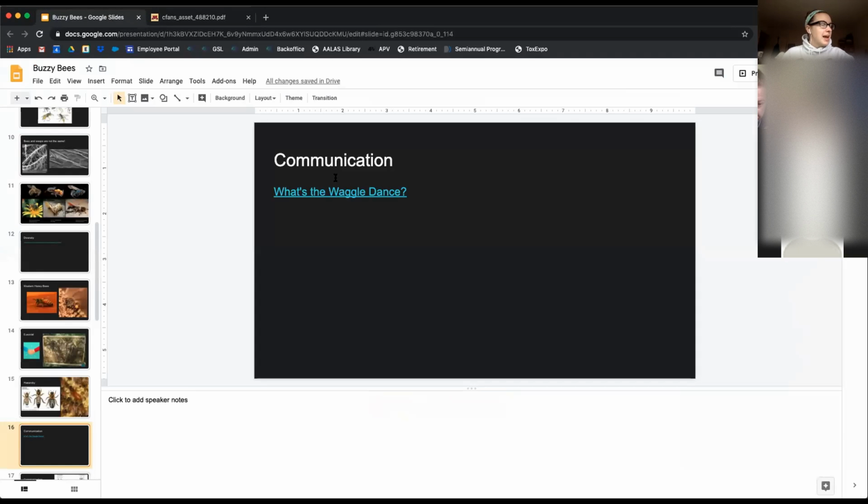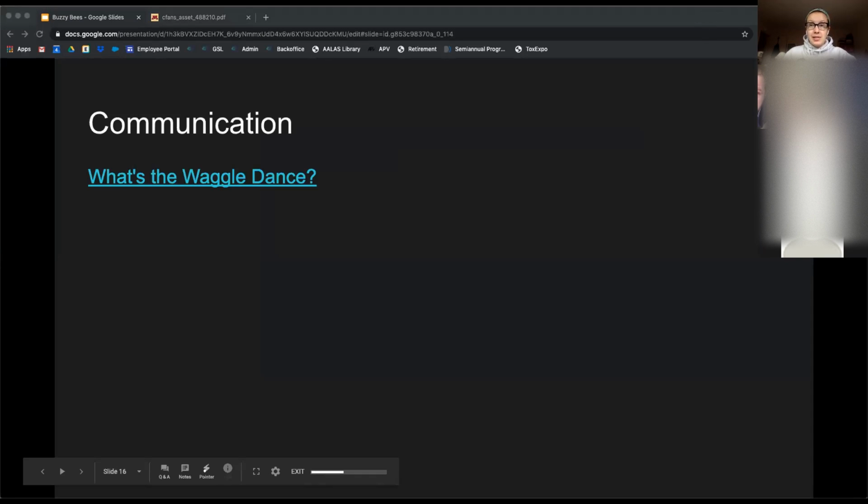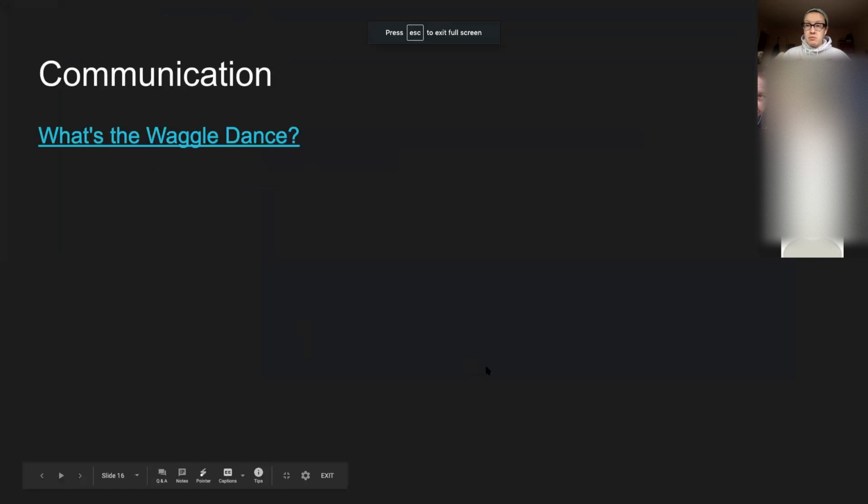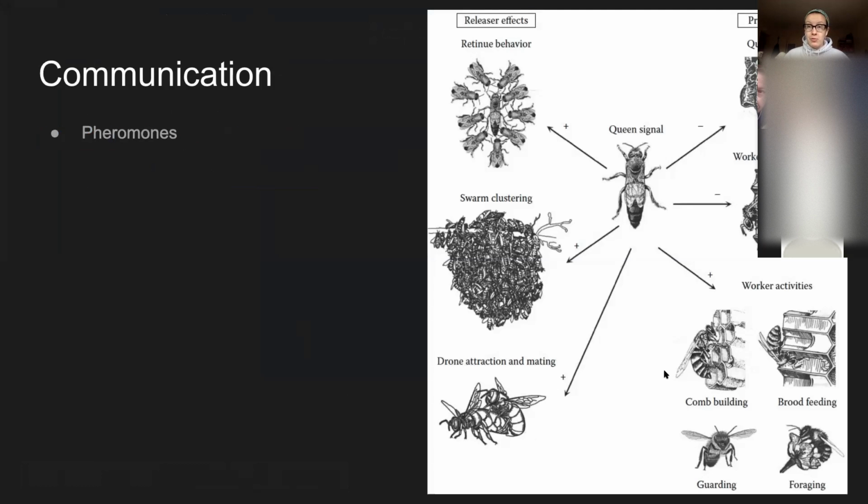Sorry about that. It's actually pretty specialized. So she can waggle or wiggle for different amounts of time. And she can tell them different things like direction and distance and things like that. So the rest of the bees that hang out with her can go and find these really rich sources of food. One of the other ways that they communicate is pheromones.